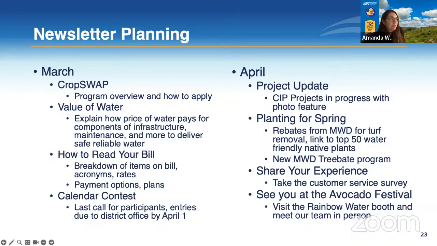And for the month of April, we're going to give a capital improvement projects feature with photos of the soon to be, hopefully, completed Thoroughbred station. We're going to give information on planting for spring with rebates from Met. They're going to be introducing a brand new tree program in March, and it will also work in tandem with their turf removal program. And we hope to launch the new survey and have it in the April issue, and then give our last push to see us at the Avocado Festival.